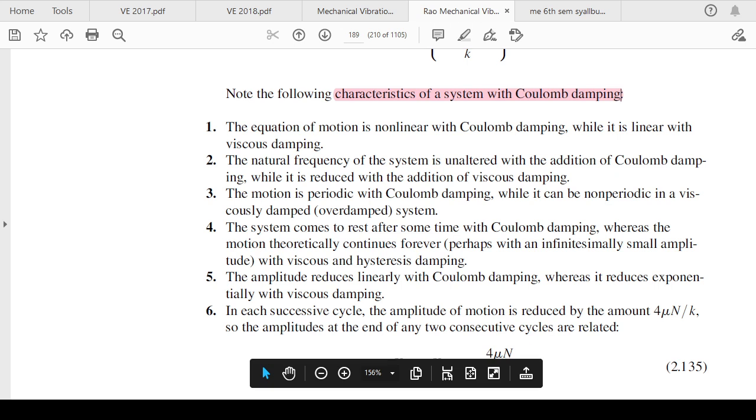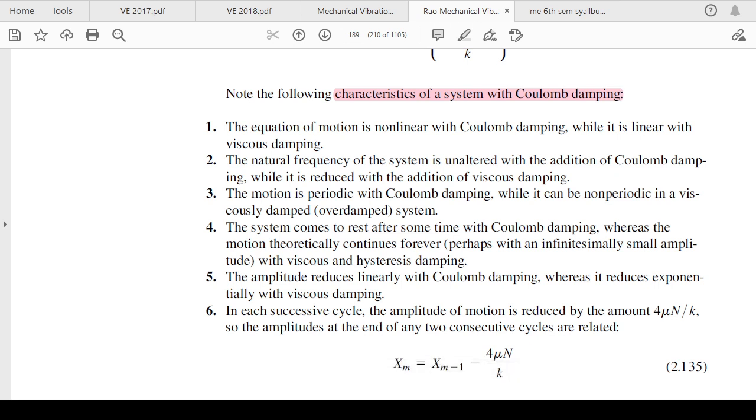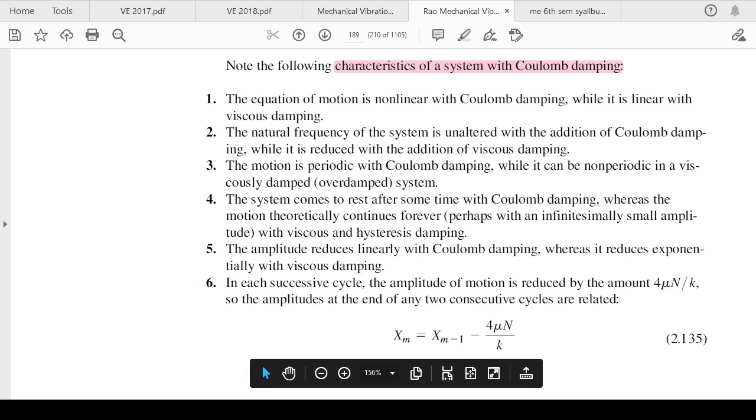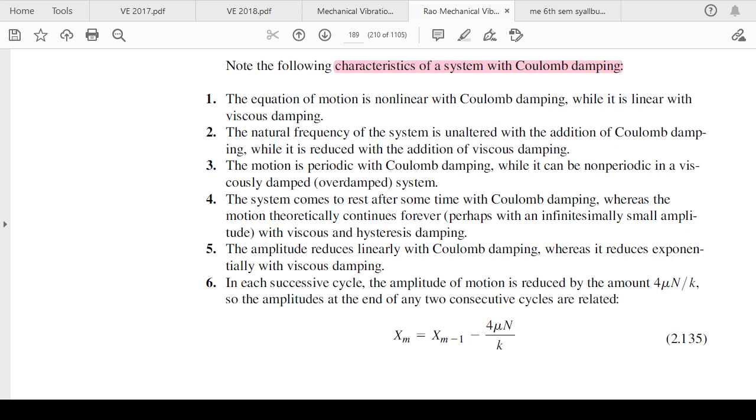In each successive cycle, the amplitude of motion is reduced by the amount 4 mu N by k, where mu N is the reaction force and k is the stiffness of the spring. So the amplitudes at the end of two consecutive cycles are related: x_m equals x_(m-1), the previous cycle amplitude, minus 4 mu N by k. In this way your amplitude will reduce. These are a few characteristics of a system with Coulomb damping, so you can go through this topic.